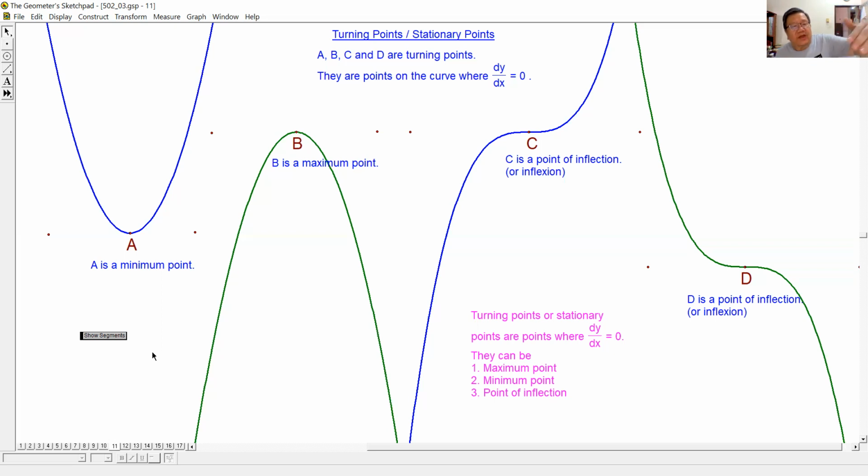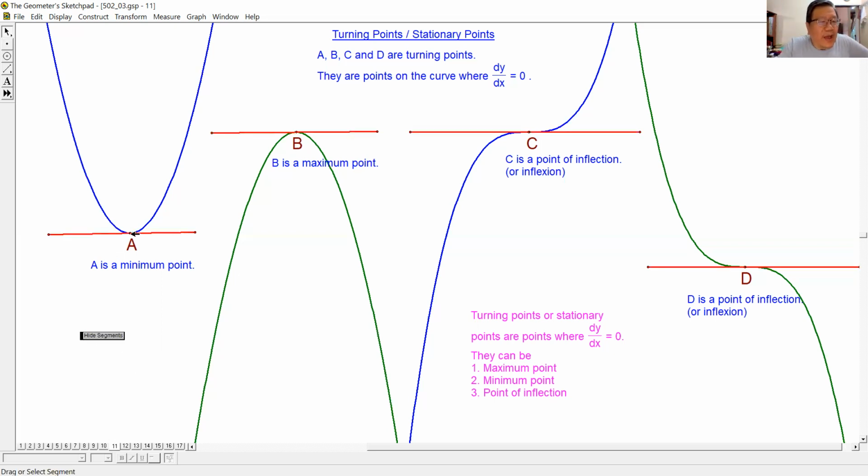So when they start to change from one value to another, that is the turning point. I just show you the segment. Now at this point A here, the dy/dx is 0. At this point B here, the dy/dx is also 0. At this point C here, the dy/dx is also 0. At this point D here, the dy/dx is equal to 0. So turning points are points on the curve where the dy/dx equals 0.